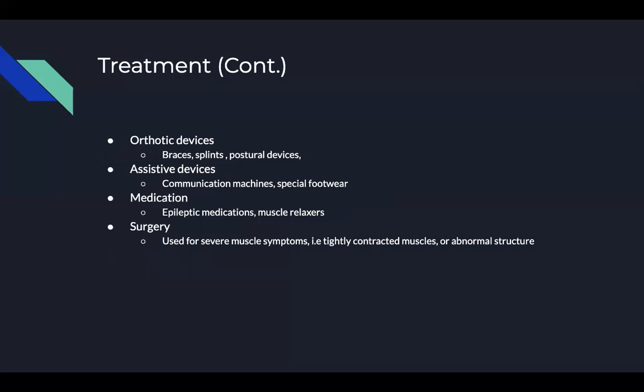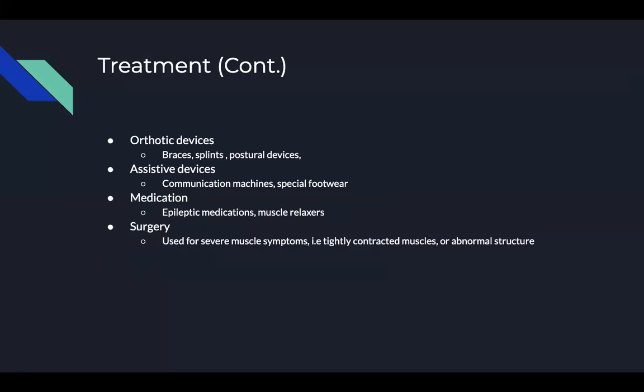Additionally, orthotic devices can be used. Braces, splints, and other postural devices are often implemented for these patients who need that little bit of extra help. Assistive devices such as communication machines that speech therapists would come in and help teach how to use, and special footwear. So I know LeBron James has shoes that he's come out with to help kids and adults with CP. Medication can also be given, especially for those who are epileptic and who have very tight muscles and contractions. The muscle relaxers help with that.